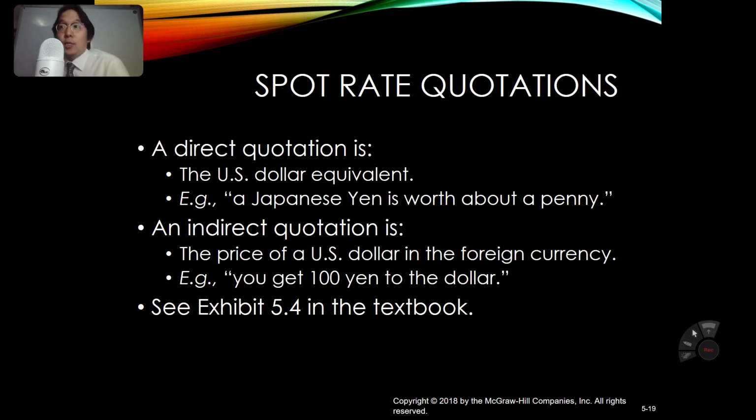Indirect quotation is the other way around. Your home currency is interpreted or translated into foreign currency. So one Korean won, how much is it in terms of US dollars? Well, 0.00008 or something like that. That's indirect quotation, the price of the US dollar in foreign currency. So, for example, you get 100 yen to the dollar.